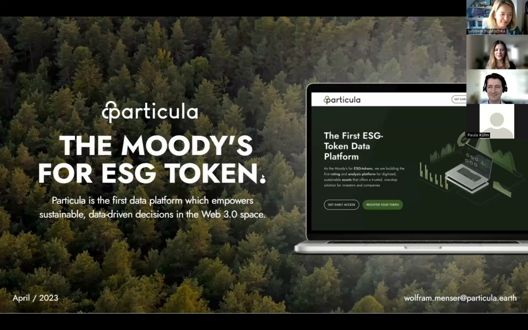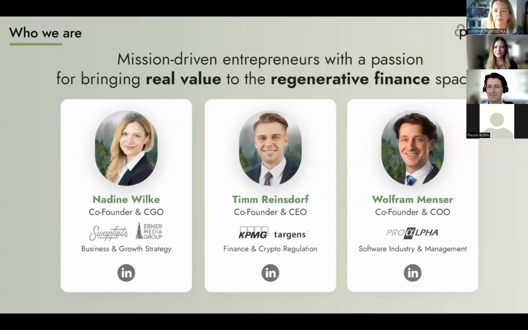Yes, I will just start. Let me introduce myself. I'm Nadine, one of the co-founders of Particula. With Particula, we are building the first data platform and comparison tool for digital environmental assets. And for that, we're also creating a holistic rating framework to drive standardization in this space. I have a varied background in business development, product strategy, but also in sustainability.